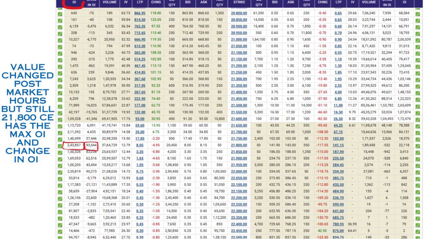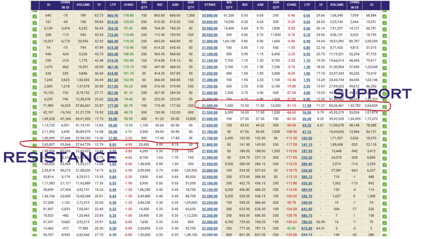And on the higher side, the call side, if you look at the leftmost column, the maximum open interest is built on the 21,800 call option with 2,49,914 contracts, and the change in open interest is also seen on the same strike with 99,601 contracts. This means for the expiry on 11th January, 21,500 will be acting as a strong support, and 21,800 on the higher side will be acting as a strong resistance. So Nifty is expected to close anywhere between 21,500 and 21,800 for this week's expiry. This is just an inference for today.